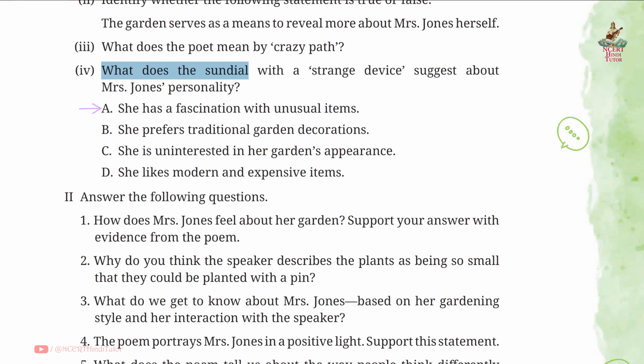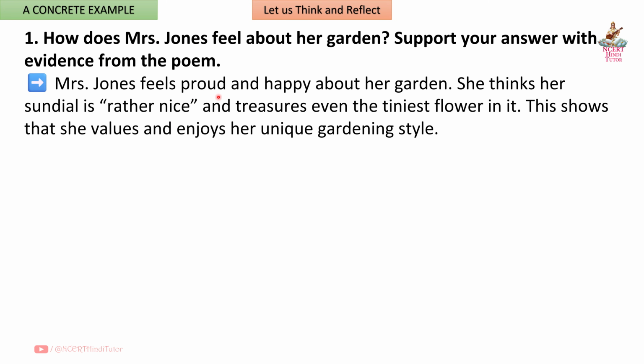Fourth, what does the sundial with a strange device suggest about Mrs. Jones' personality? Answer: she has a fascination with unusual items. Second, answer the following questions. Question 1. How does Mrs. Jones feel about her garden? Support your answer with evidence from the poem. Answer: Mrs. Jones feels proud and happy about her garden. She thinks her sundial is rather nice and treasures even the tiniest flower in it. This shows that she values and enjoys her unique gardening style.